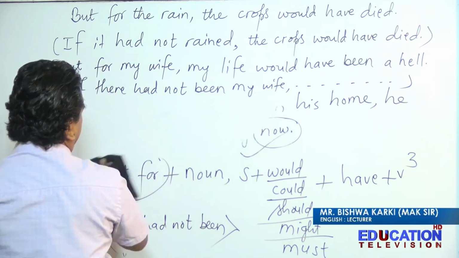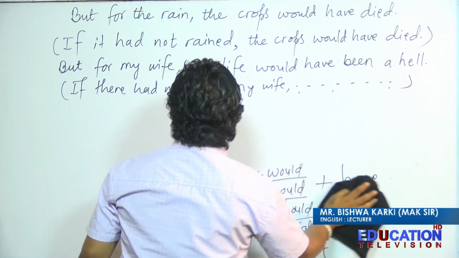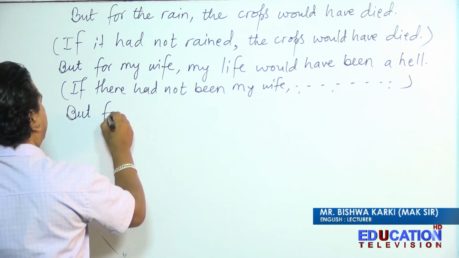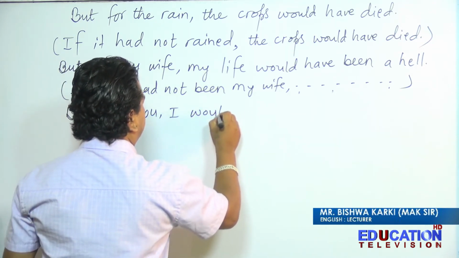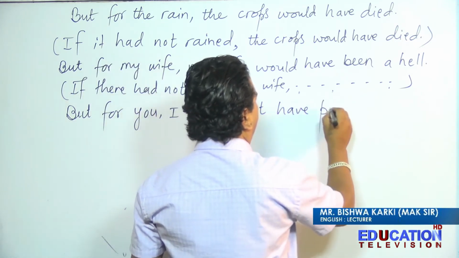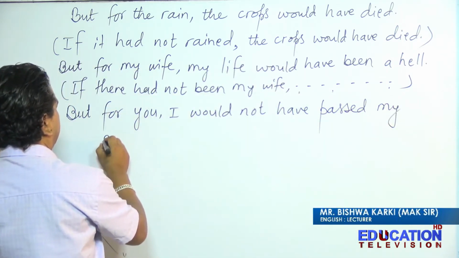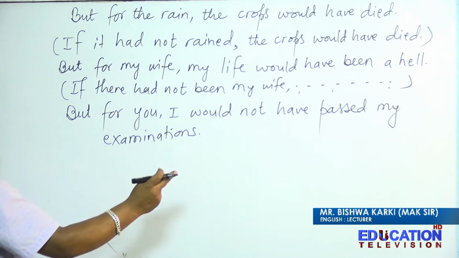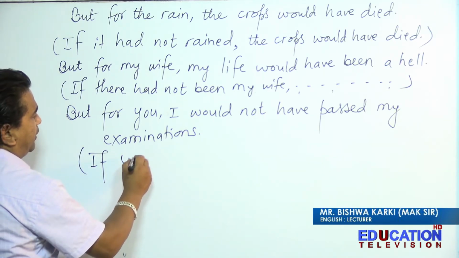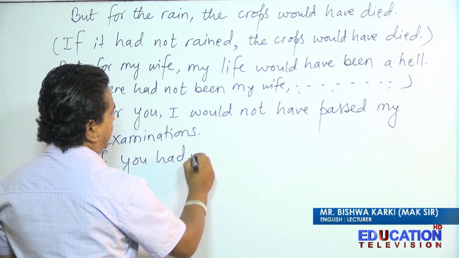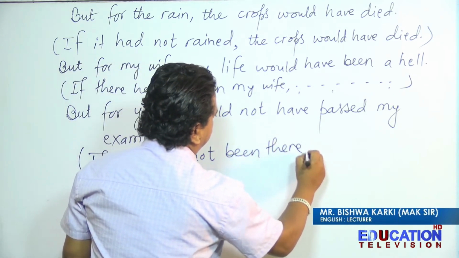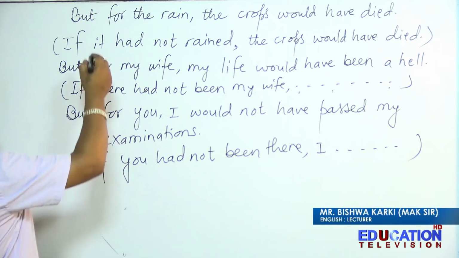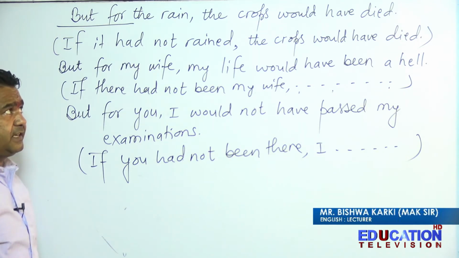So remember the sense. But for you, not only noun, there can be pronoun as well. But for you, I would not have passed my examinations. It means if you had not been there, or if you had not supported me, I would not have passed my examinations. I passed my examinations because of you. So, remember the term, but for. It shows negative connotation, negative meaning.